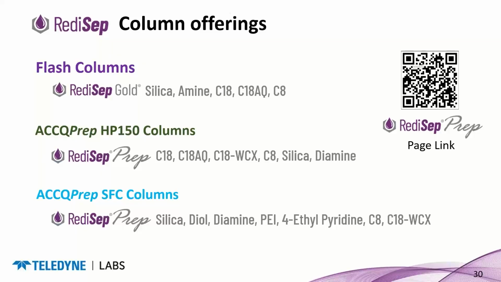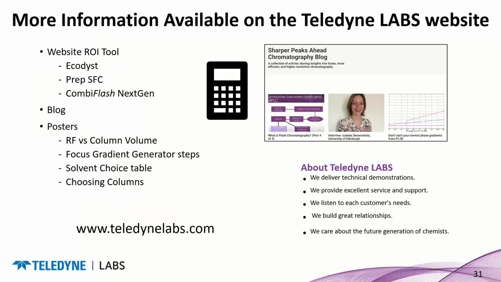So these are some of the column chemistries that are generally used in flash and HPLC, and these are also readily available, and we also have some SFC column chemistries available that you can use with our instrument or anybody's instrument. There's a QR code up to the right if you want to get more information there. Also, more tools available on our Teledyne Labs website. Recommend that you poke around there. A lot of good information available there.